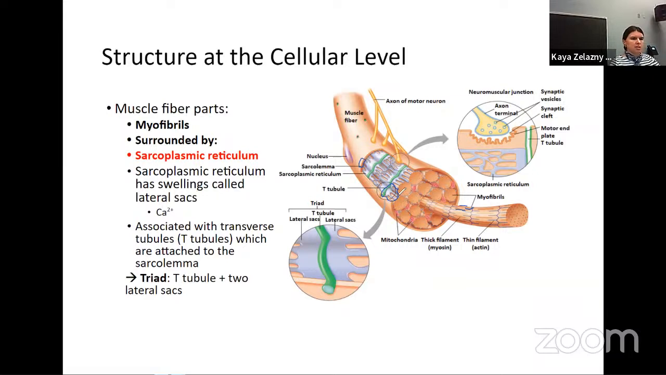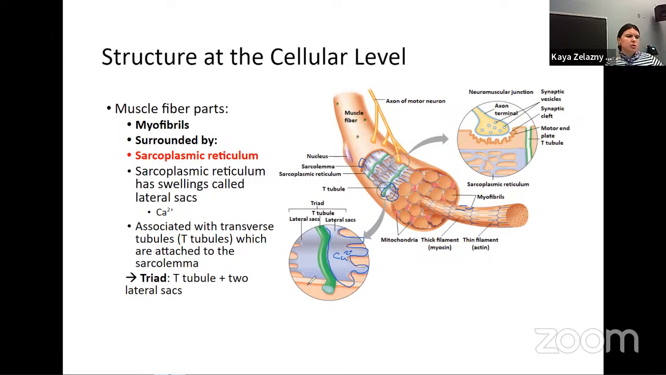Okay. So our sarcoplasmic reticulum is going to have swellings where there's a bunch of calcium. So we're going to think about a bunch of calcium hanging out in our sarcoplasmic reticulum. And later on, when we talk about how we contract a muscle fiber, we're going to come back to that and think about that calcium, because that's going to be important for triggering contraction of our muscles.